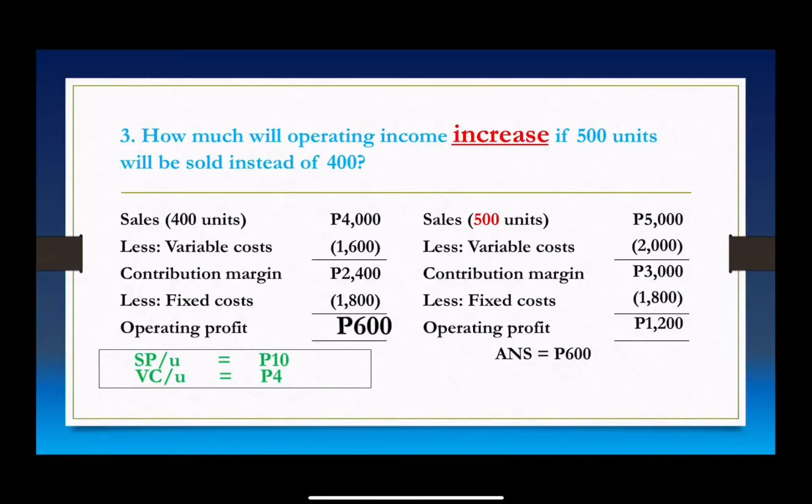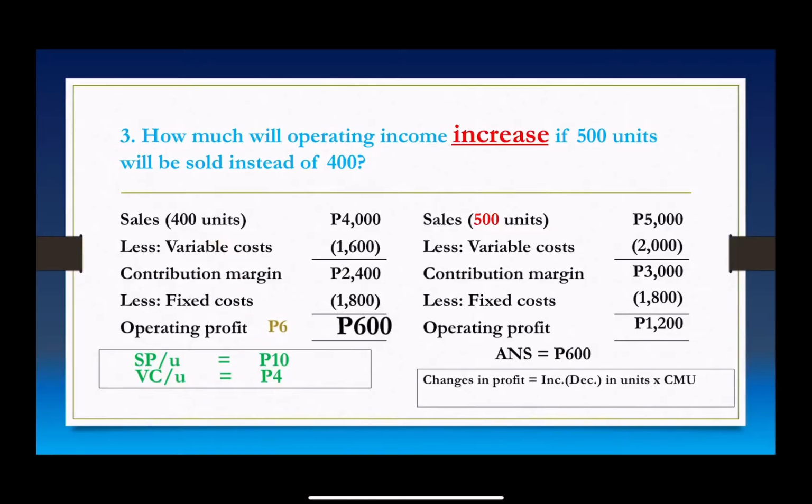We can also solve this using a formula. Change in profit is equal to change in units times contribution margin per unit. Again, our contribution margin per unit is 6 pesos. So 6 pesos times the change in number of units, increased by 100 units. So 6 times 100 is the change in operating profit.